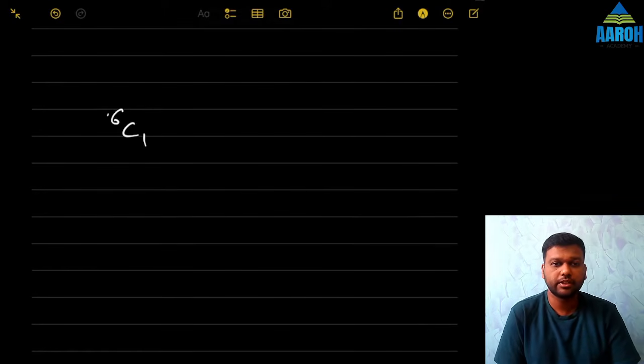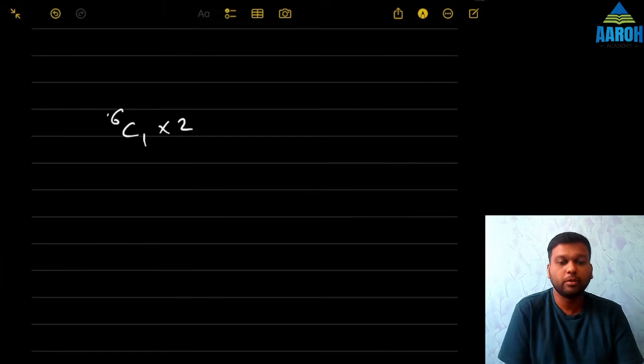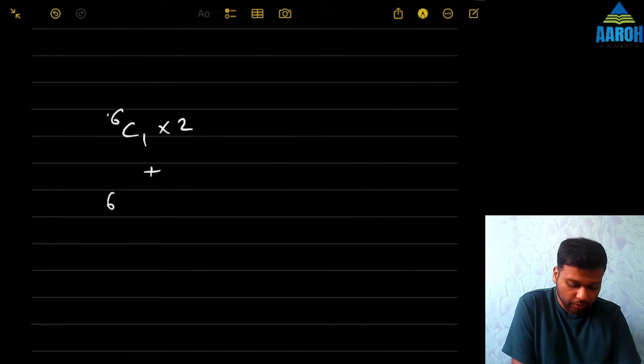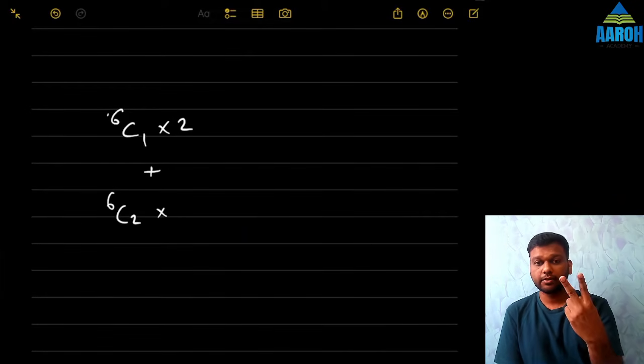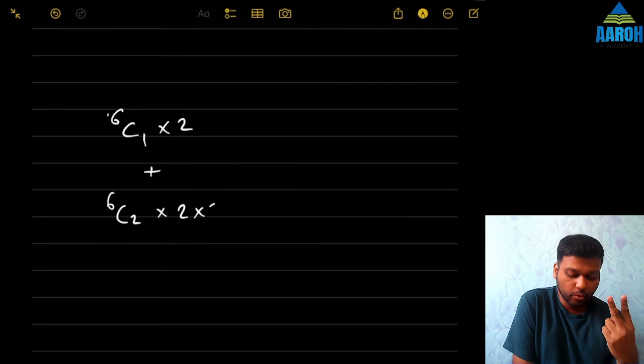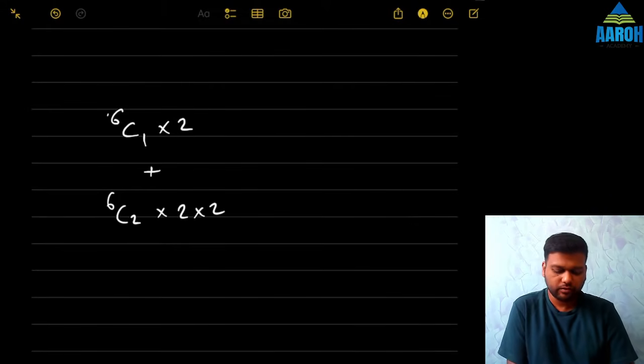Now, let's say he wants to solve only one question. So he has to select 6C1, one question, and then he has two options. Or he can choose to select two questions and then he has two options for the first question and two options for the second question. That is 2 square.